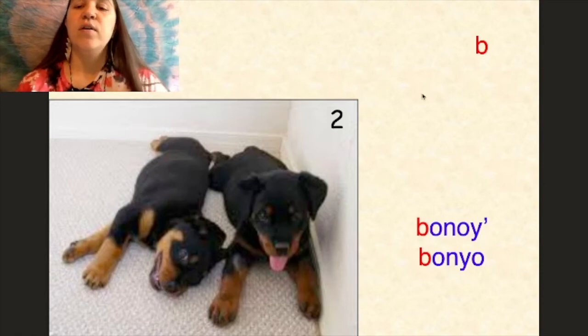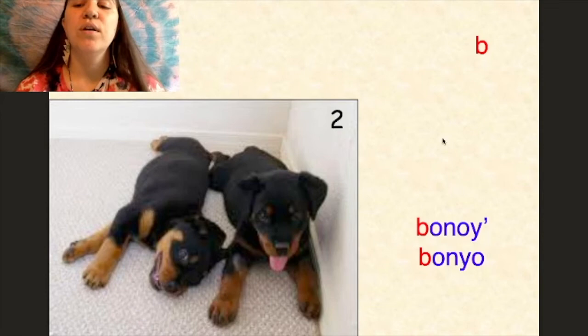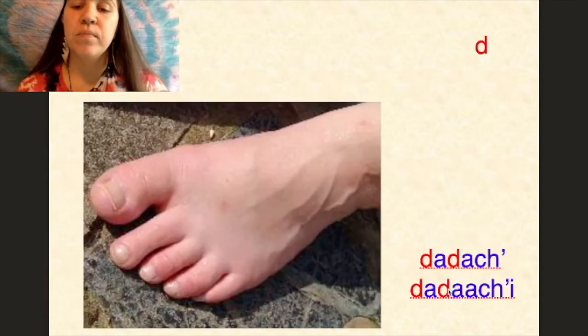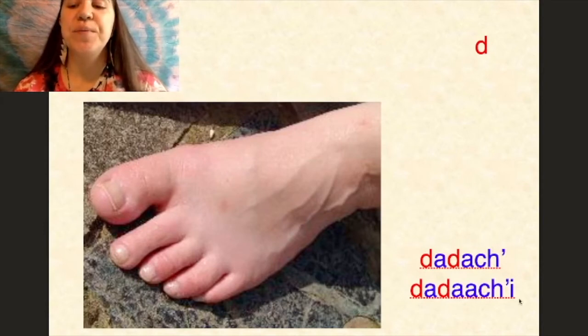So we have b, bonoit, bonyo. Our word for foot, we have d, dadach, dadachi.